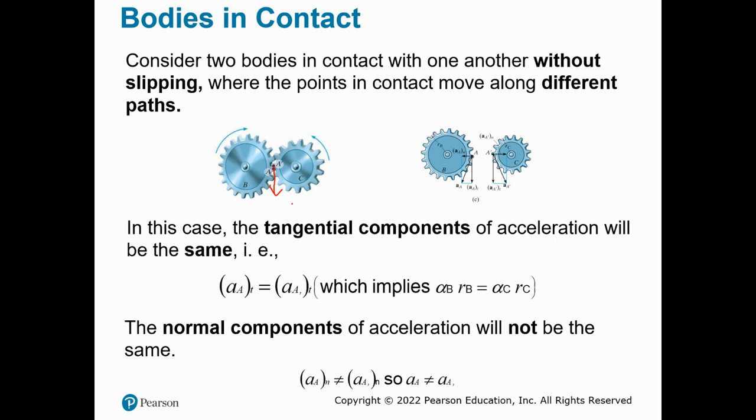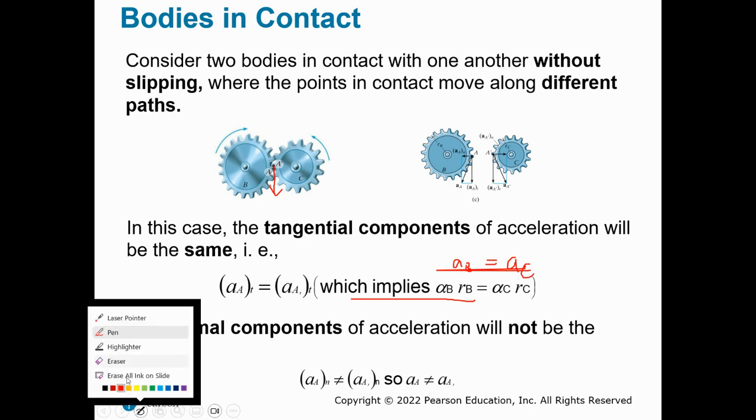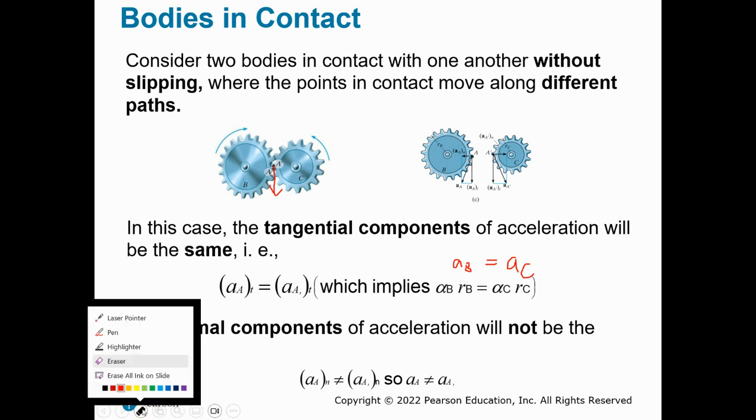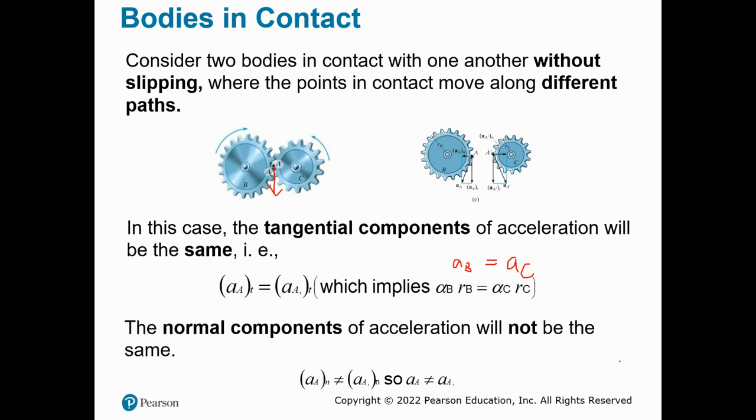A tangent equals the other, so it refers to this A and that A, right? So the tangent component of the two gears will be the same, which implies alpha B times RB equals alpha C times RC, because alpha times R gives me the linear acceleration AB here, and over here gives me the linear acceleration AC. These will be the same thing. And the normal component of acceleration will not be the same.